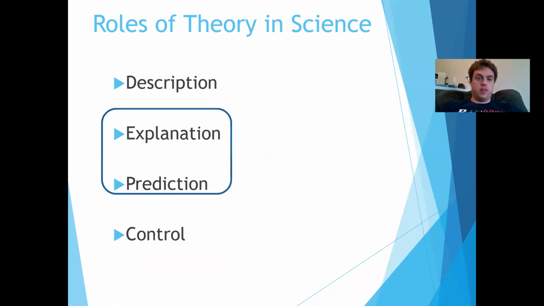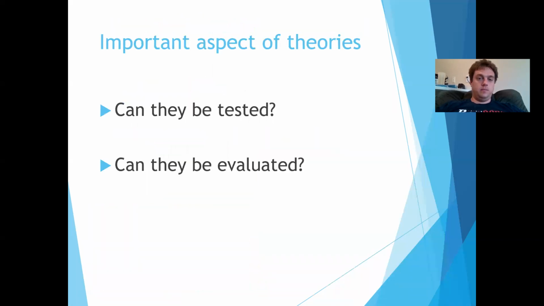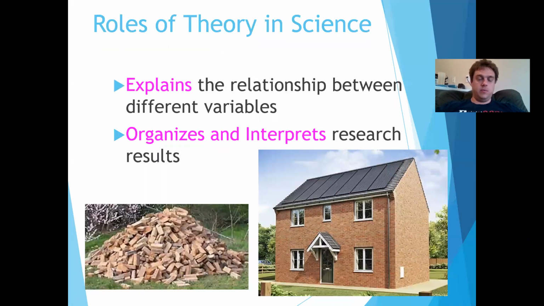So a few more things. We've talked a lot about the description, and keep in mind, we covered this already, that a big thing in science is that theory explains the relationship between variables. It organizes and interprets research results. That's the role of theory.